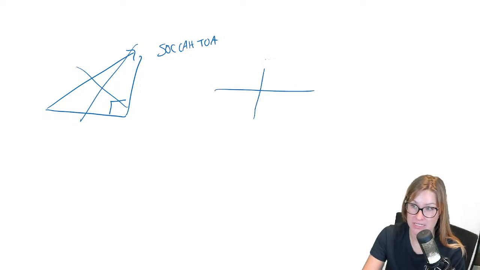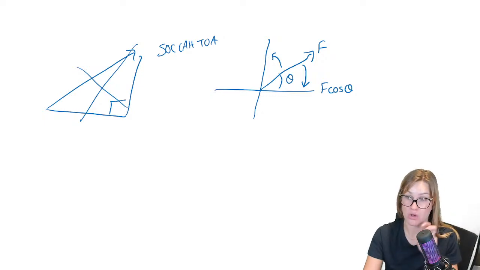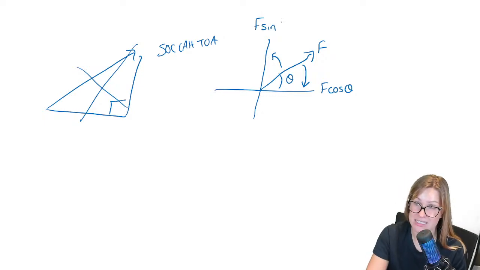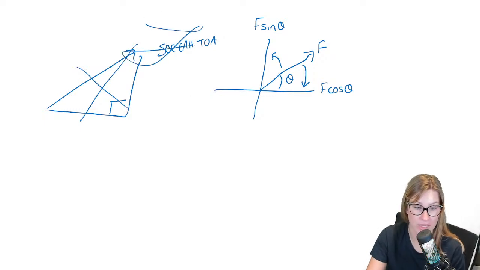The best way in physics is just to learn a really simple rule that always applies. Let's say that's my force and that's my theta. If you always go through the angle, it's always going to be cosine. If I go against the angle, it's always going to be sine. So that's the main trig rule you have to learn. You don't have to learn the whole SOHCAHTOA thing. Just learn this fact, and it applies any way you do it.